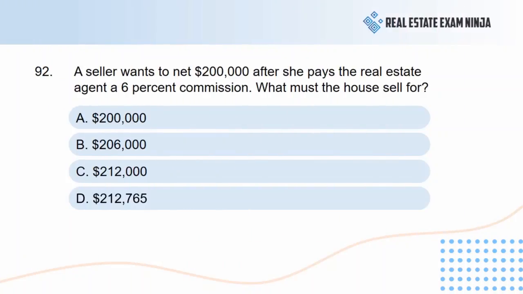Number 92. A seller wants to net $200,000 after she pays the real estate agent a 6% commission. What must the house sell for? A. $200,000. B. $206,000. C. $212,000. D. $212,765.